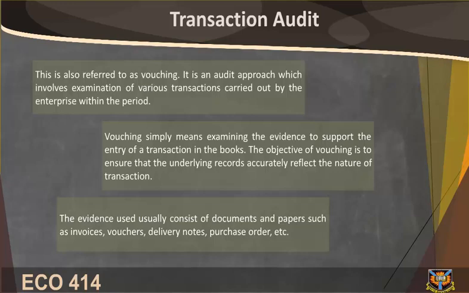The objective of vouching is to ensure that the underlying records accurately reflect the nature of the transaction. The evidence used usually consists of documents and papers such as invoices, vouchers, delivery notes, purchase orders, and so on.